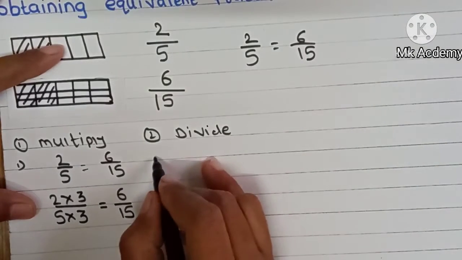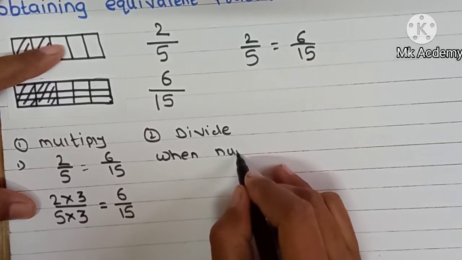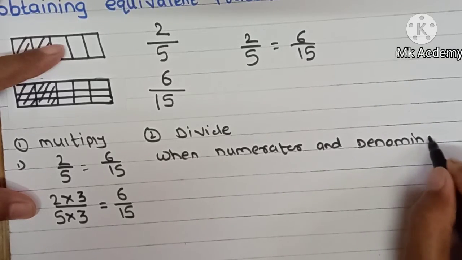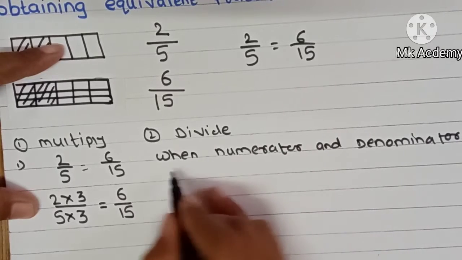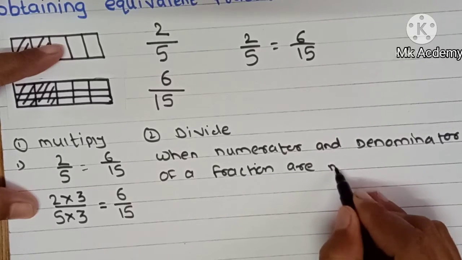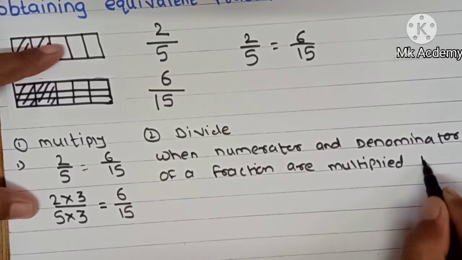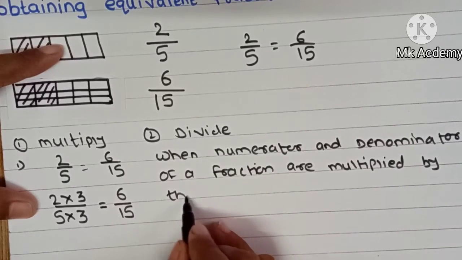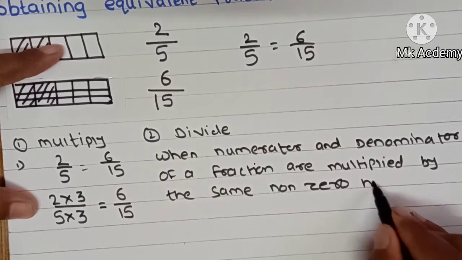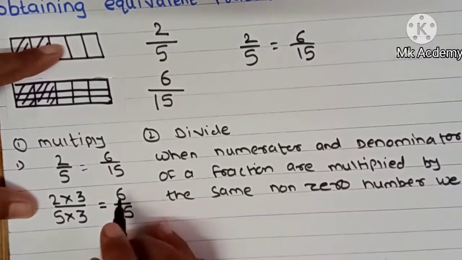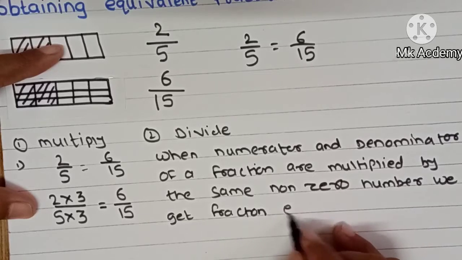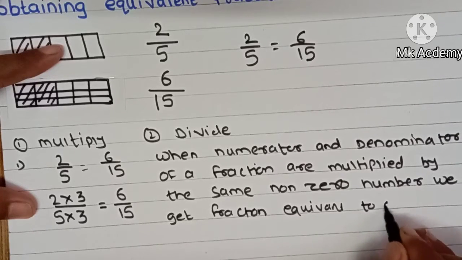Means when the numerator and denominator of a fraction are multiplied by the same non-zero number, we get a fraction equivalent to the given fraction.